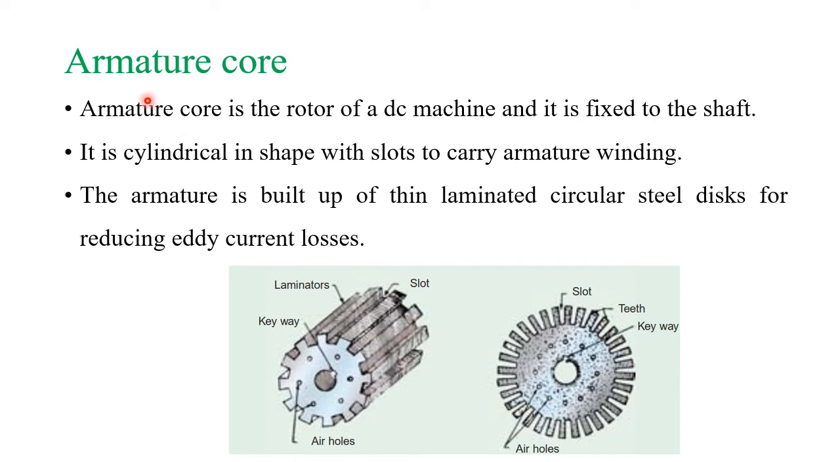Right. This armature core is going to act as the rotor of the DC machine, whereas the field coils act as the stator of the DC machine. This armature core is fixed to the shaft. There is a central rod called the shaft, and that shaft is the basis for this rotating operation, right? This armature core is cylindrical in shape with slots that carry the armature conductors. The armature is built up of thin laminated circular steel discs. This is also laminated with respect to each other in order to reduce eddy current losses.